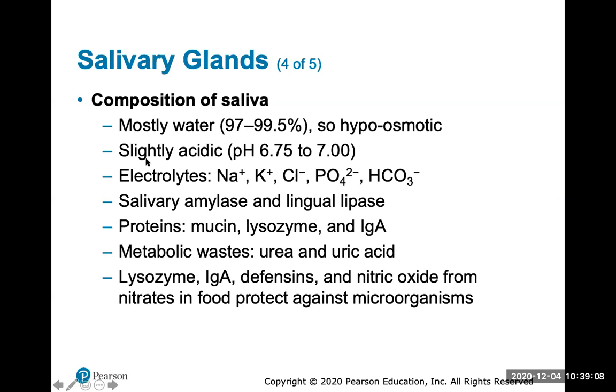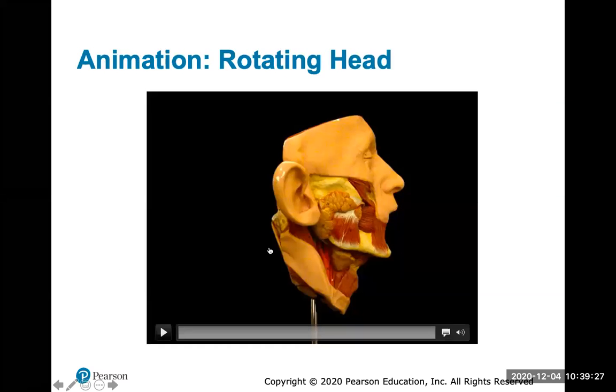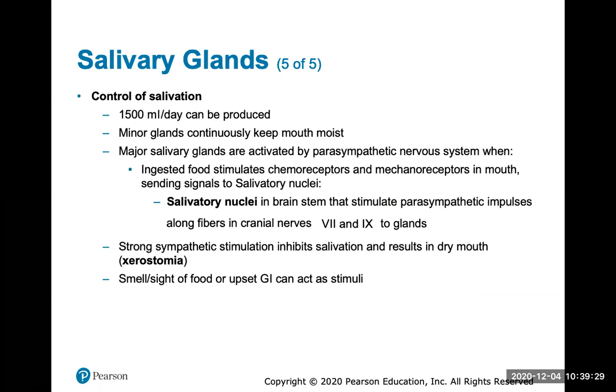So here we have saliva. It's mostly water, slightly acidic. It's made up of these electrolytes. Again, the big thing I want you to know is it's made up of salivary amylase and lingual amylase. There are some lysozymes and defensins, which just help to protect against any microorganisms. And here's a video you can watch of the salivary glands to show you where they're located.